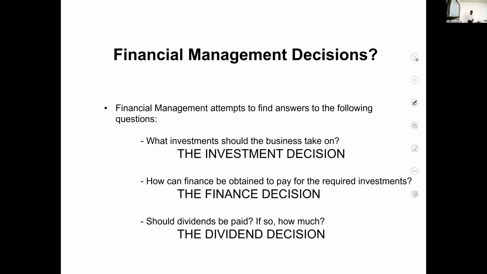When we talk about financial management, we need to make three kinds of decisions. How many? Three. One is the investment decision, the other one is the financing decision, and the dividend decision. Those are the three decisions you should make if you are the financial manager of a company, right?